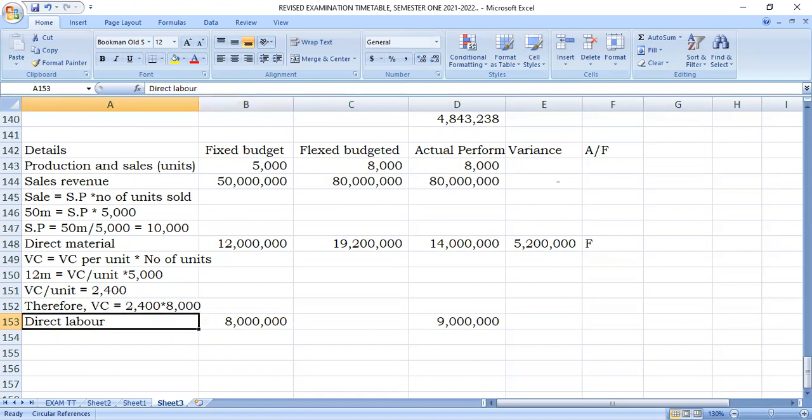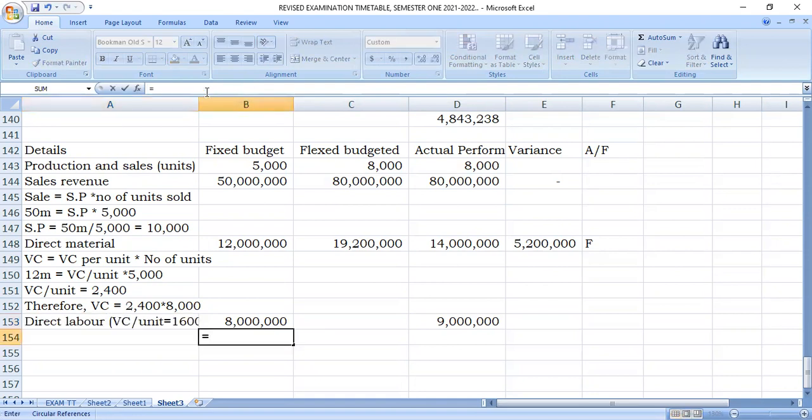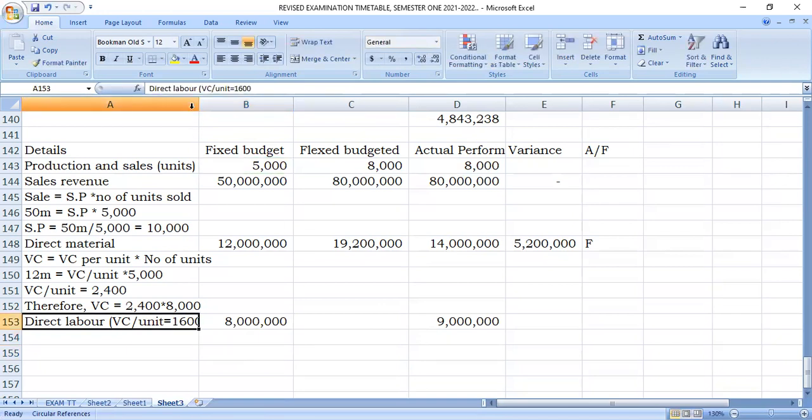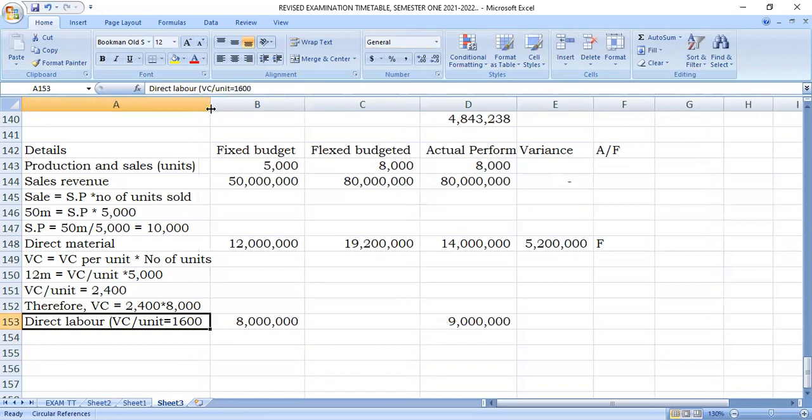Okay, and so this is getting the variable cost per unit. You're saying what was the variable cost per unit as far as labor is concerned. This is the 8,000 divided by 5,000. What are you getting? I think it should be something like 16,000. Can confirm. 8,000 divided by 5,000. You get 1,600. Okay, that is our variable cost per unit.